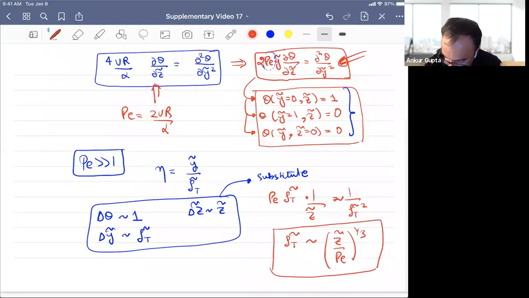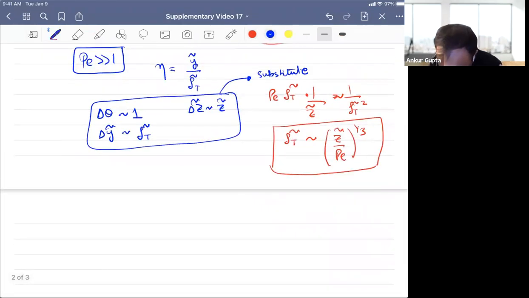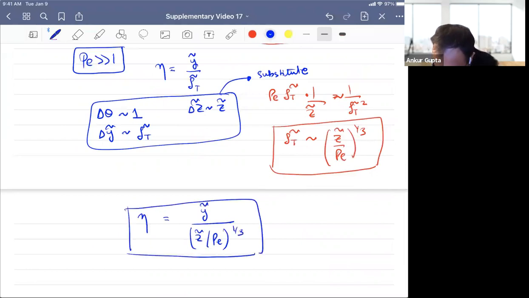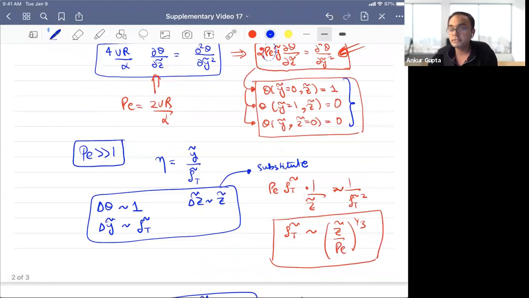So essentially what we're saying is our eta should be y tilde by z tilde by Peclet to the power of 1 by 3. And we want to express theta as a function of eta. So that's our objective now. This is essentially how we derive the scaling analysis. But now when we do that, one of the problems is this is not semi-infinite. So why do we use the similarity variable now?